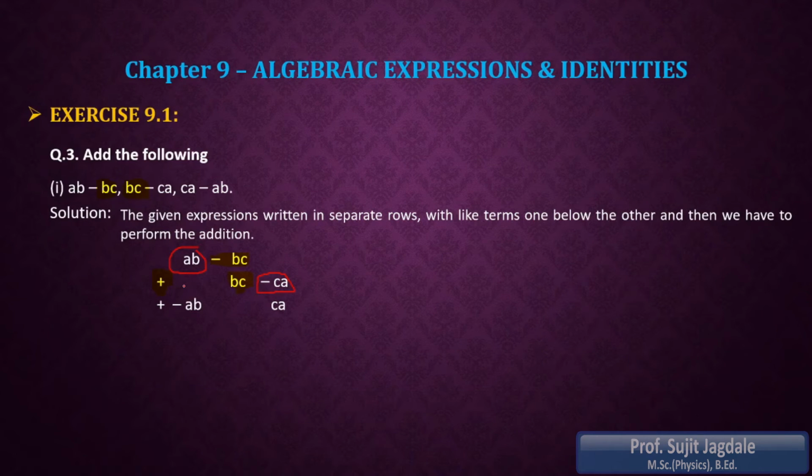In the same way, the last expression is CA minus AB. CA has its like term in the second expression, so I am going to write that CA below the minus CA, and AB has its like term in the first expression, so AB and minus AB are kept one below another. Now we are able to perform the addition. Here, plus into minus will become minus.